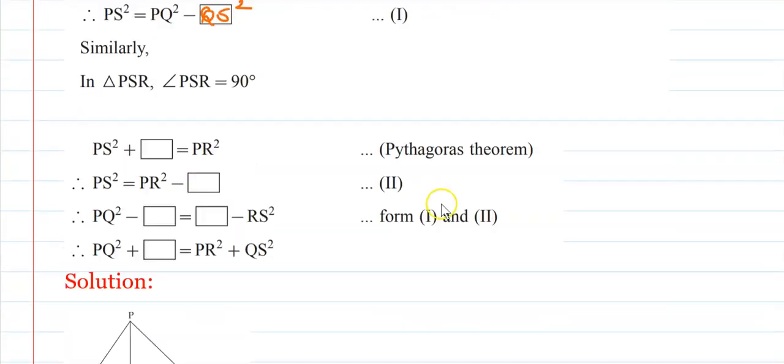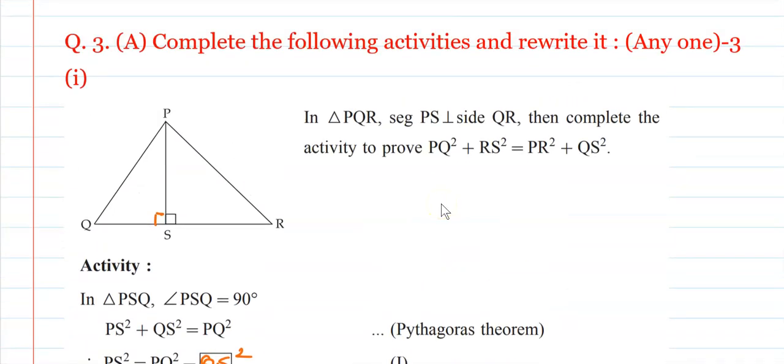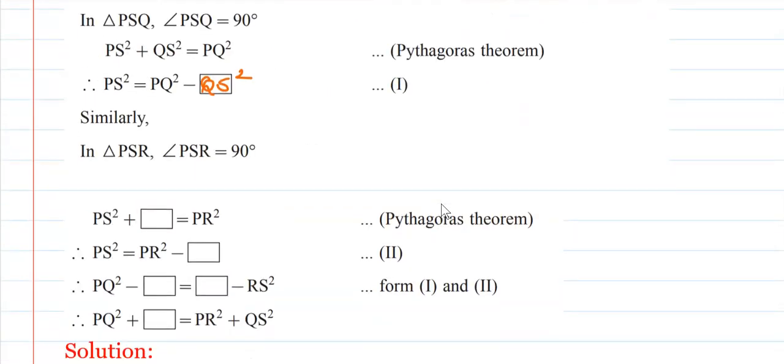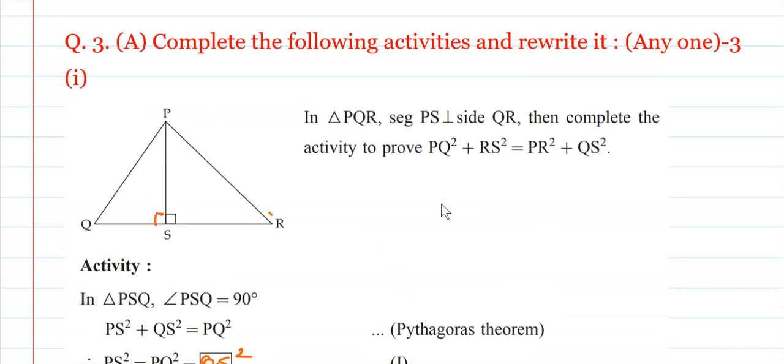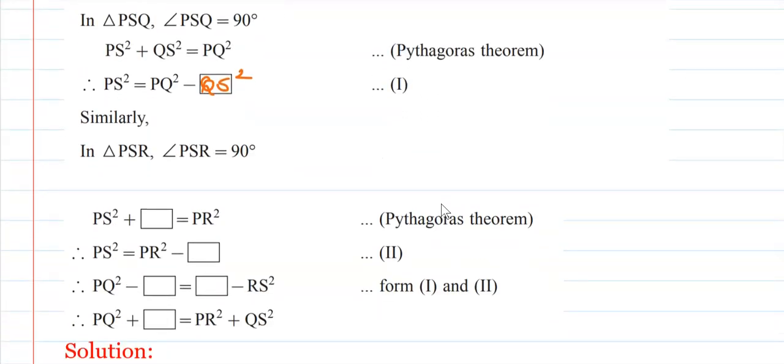Similarly, in triangle PSR, PR square is equal to PS square plus SR square. Okay, आता इथे बघा, PR square is equal to PS square plus SR square. इथे काय लिहिणार तर SR, this is the SR square. Therefore, PS square is equal to PR square minus SR square. Okay. Now from 1 and 2.